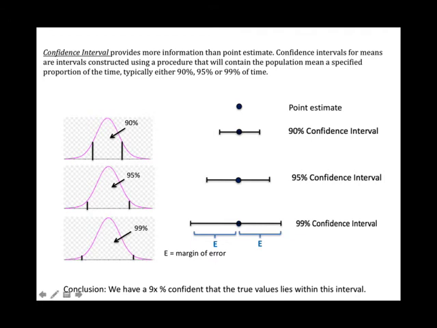So if the dot here represents your sample mean, how can we construct a confidence interval with a range of values? It will look like this. The population mean will be between the sample mean minus the margin of error and the sample mean plus the margin of error. So this is the idea. What is the confidence interval?